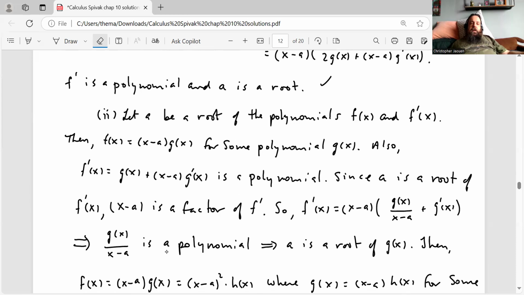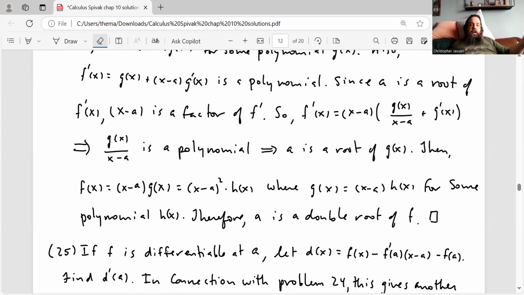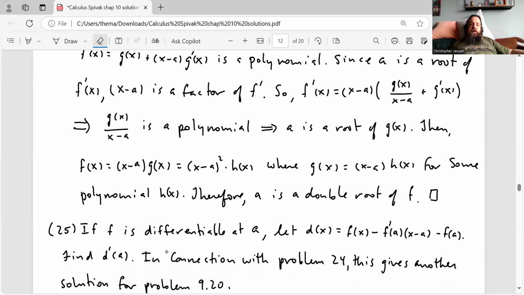All right. Then going in the other direction, let a be a root of the polynomials f of x and f prime of x. Then f of x equals x minus a times g of x for some polynomial g of x. Also, f prime of x is g of x plus x minus a times g prime of x, again by the product rule, which is a polynomial. Since a is a root of f prime, x minus a is a factor of f prime. So f prime of x equals x minus a times g of x over x minus a plus g prime of x. That implies that g of x over x minus a is a polynomial because a is a root of g of x. Then f of x equals x minus a times g of x equals x minus a squared times h of x, where g of x is x minus a times h of x for some polynomial h of x. Therefore, a is a double root.